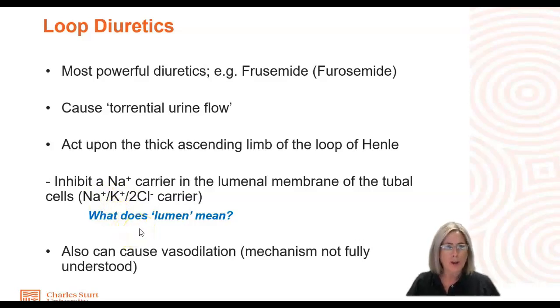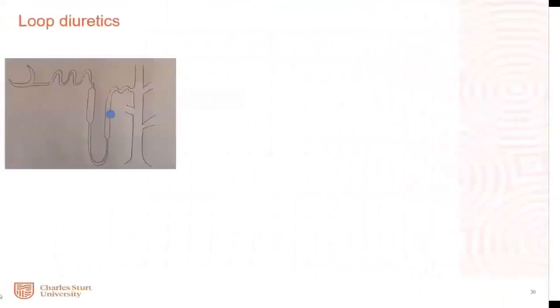I think everybody knows what the word lumen means. It just means like the middle or the hollowed out part of a tube. And these loop diuretics can also cause vasodilation, although the mechanism of how this happens is still not really clearly or fully understood. So let's have a bit of a closer look at these loop diuretics, which are acting on this transporter here in the ascending part of the loop of Henle.